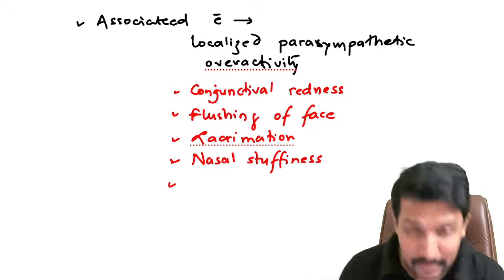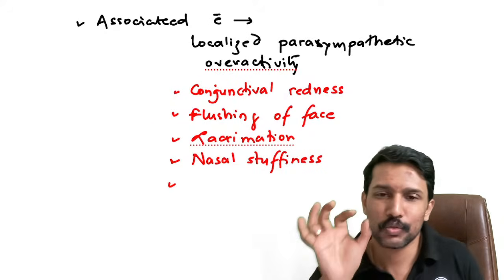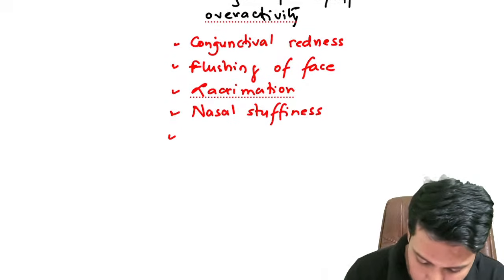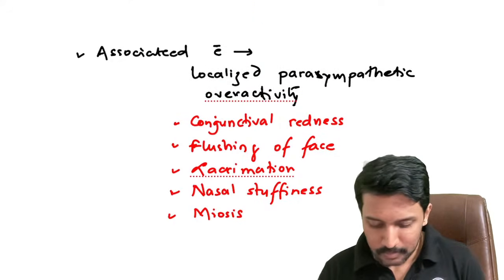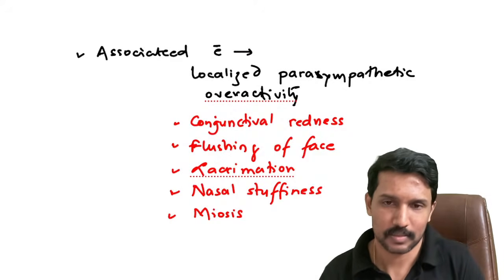Okay, not just that, the parasympathetic overactivity might also affect your pupils. Pupils are usually constricted by the parasympathetic nervous system. So you will have a constricted pupil, you call it miosis. So all these symptoms may be associated with a patient of cluster headache.